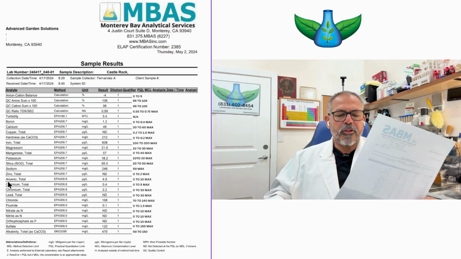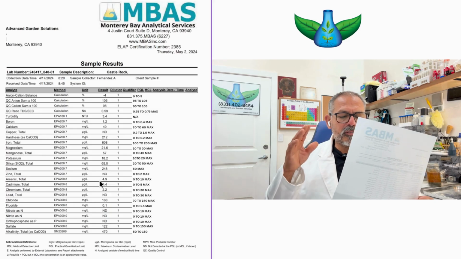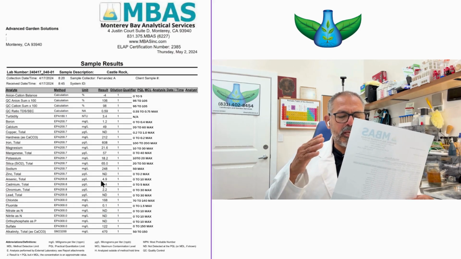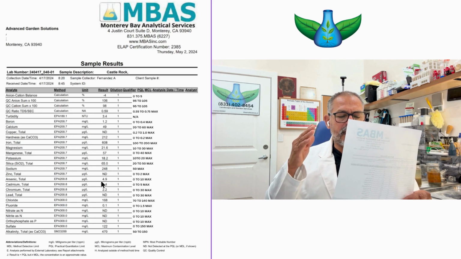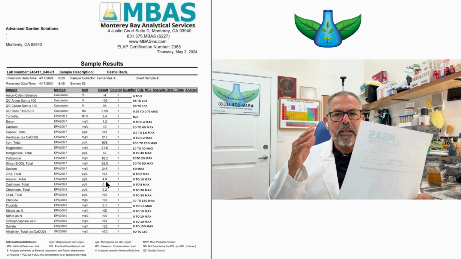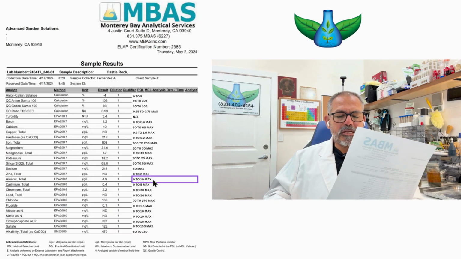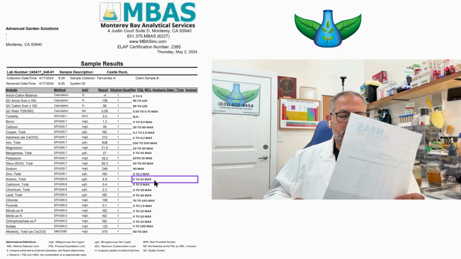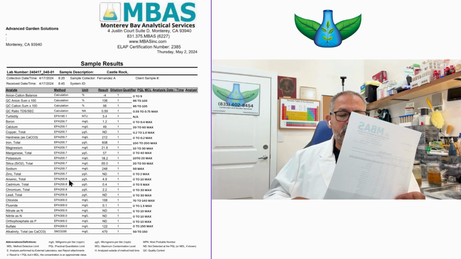Now we move on to arsenic. We are not too concerned about arsenic in this case because it is at 4.9 parts per million and the acceptable range is 0 to 10 parts per million. So arsenic is within balance.